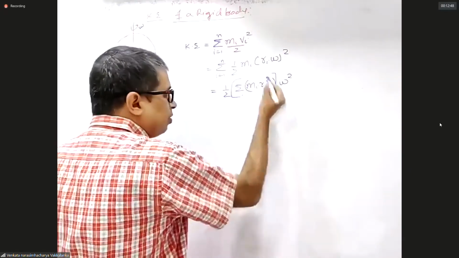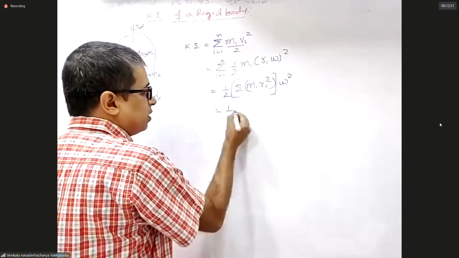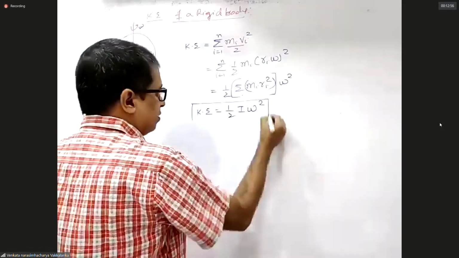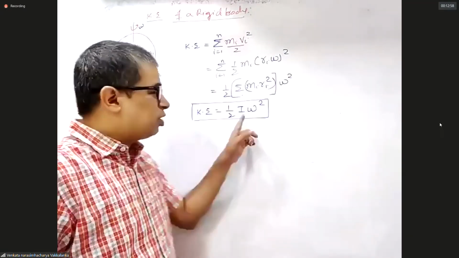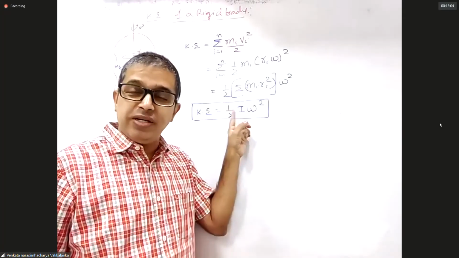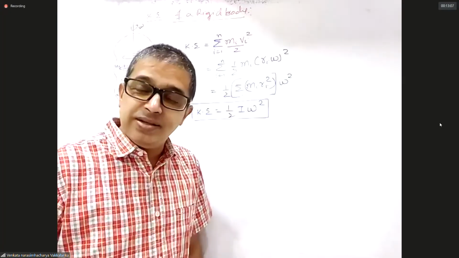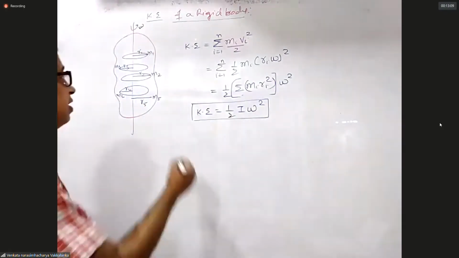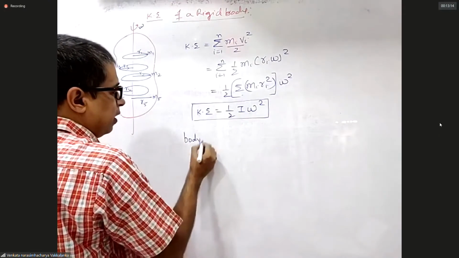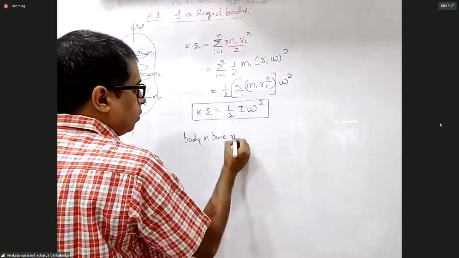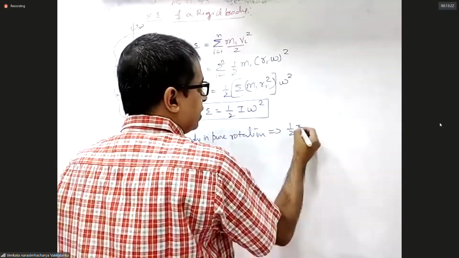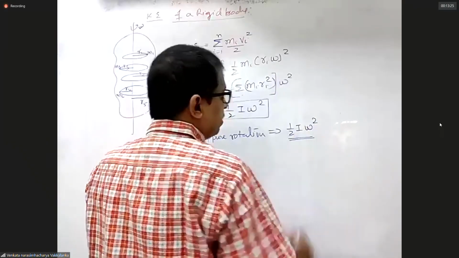Can you recognize sigma of mi ri square as moment of inertia? This actually is a replica of half mv square. Mass is replaced with moment of inertia, linear velocity replaced with angular velocity. Whenever a body is in pure rotation, kinetic energy is half I omega square.